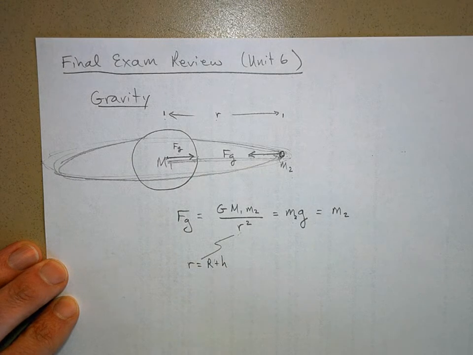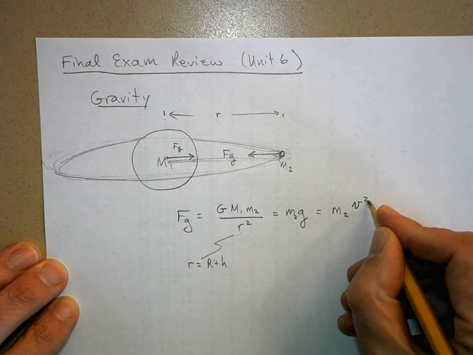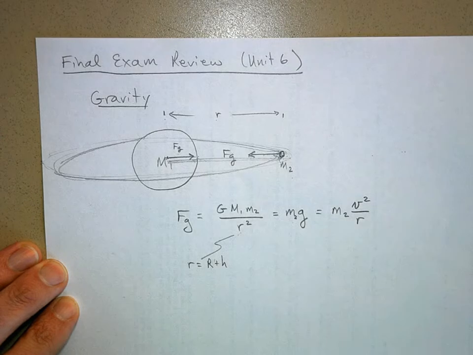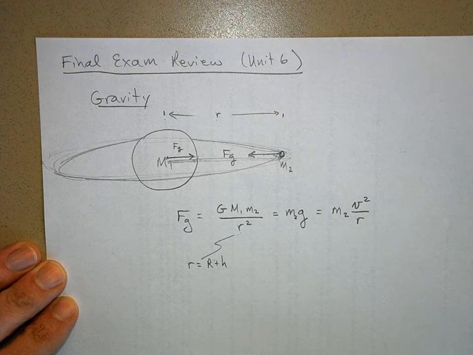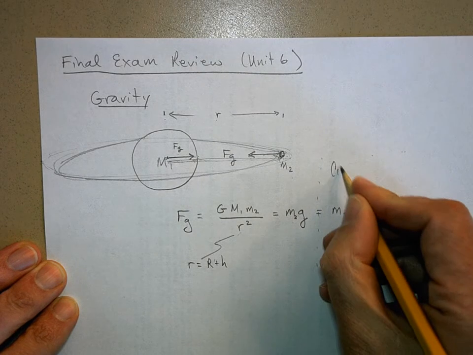Well, what is the centripetal acceleration? What's the equation for centripetal acceleration? V squared over r. Our speed squared over r. And centripetal acceleration, as we reviewed last time, is the acceleration that changes the direction of my velocity, not the speed. Now, this is only true if you're in circular orbit.